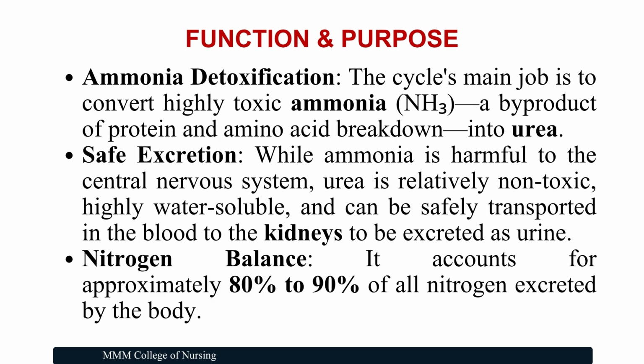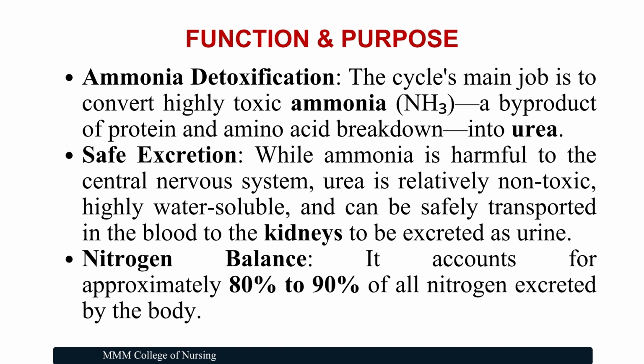So now let's see the functions and purpose of the urea cycle. There are three major functions. First one is ammonia detoxification. The primary function is to convert highly toxic ammonia, a byproduct of protein and amino acid breakdown, into urea. Without this, ammonia accumulates in the blood, causing a condition called hyperammonemia, which leads to brain damage and can be fatal.